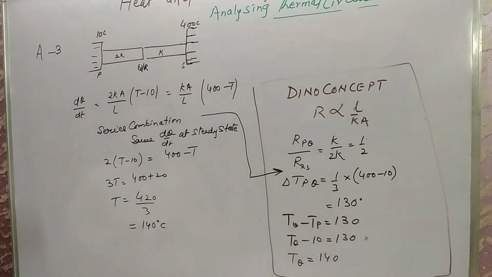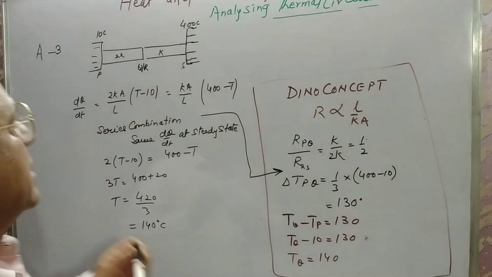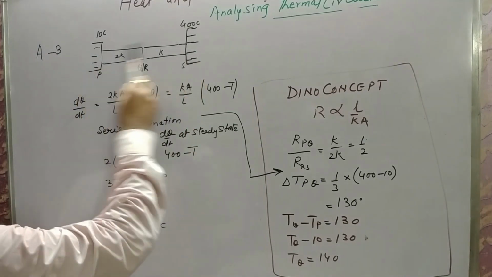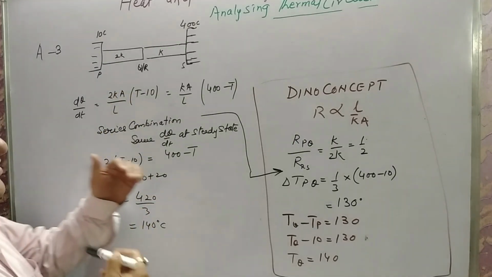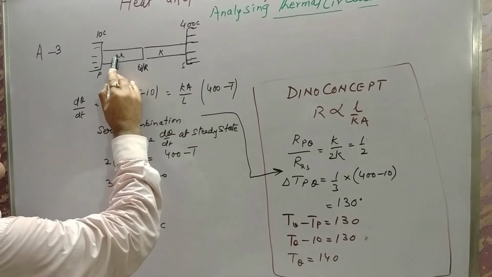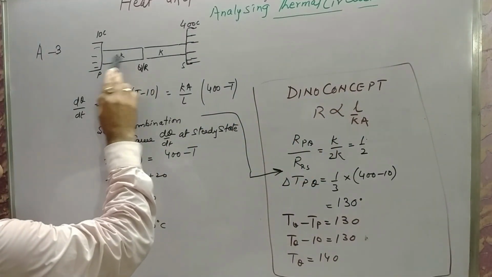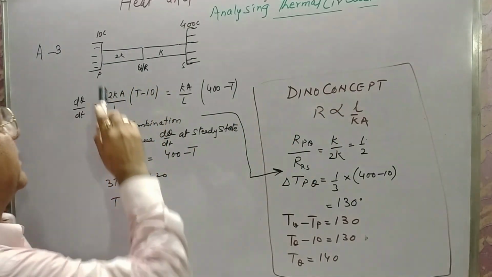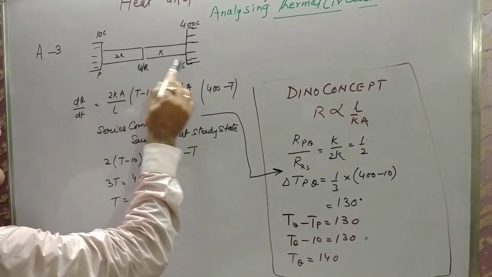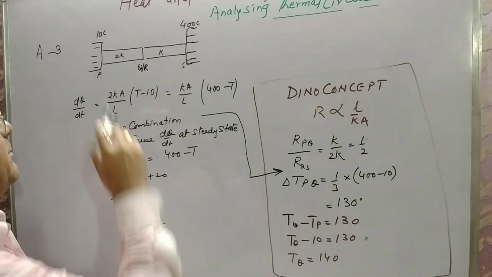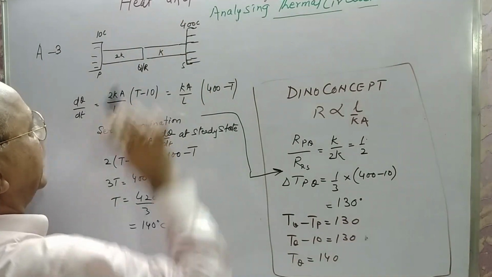Okay, students, let us discuss answer number 3. In this, there is a composite rod or block. There is a slight variation. Sometimes he varies conductivity, sometimes he varies length, sometimes he varies area. In this case, he has varied the conductivity. P to Q conductivity is 2K, R to S conductivity is K. The temperature difference maintained is between 10 degrees and 400 degrees. Remember, delta T is 390.